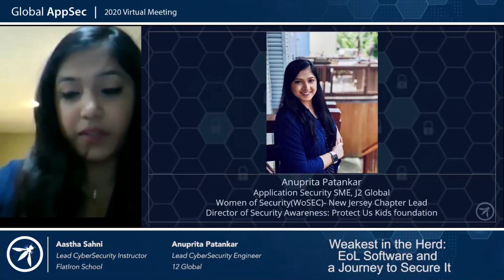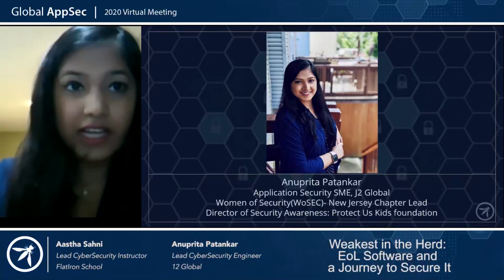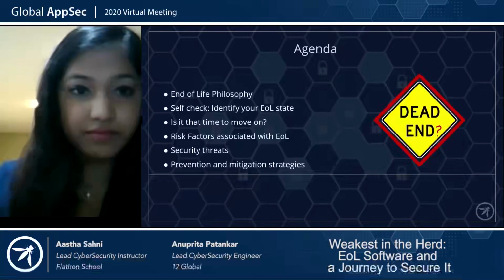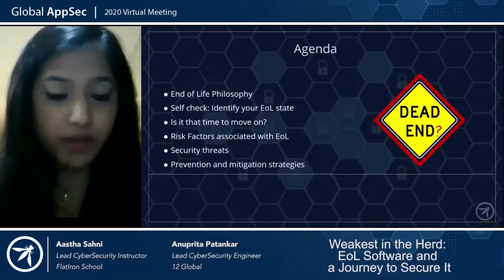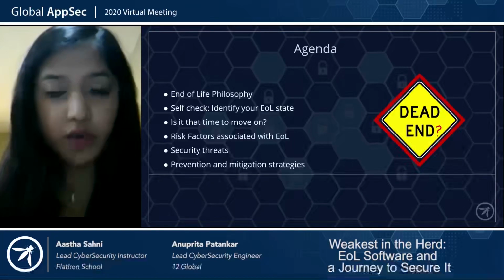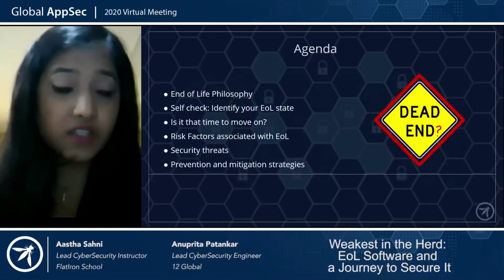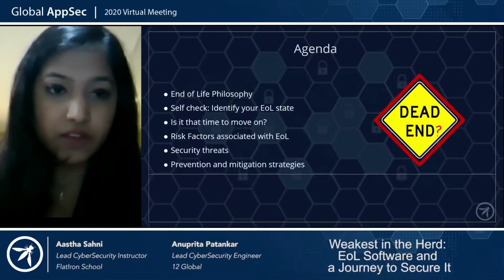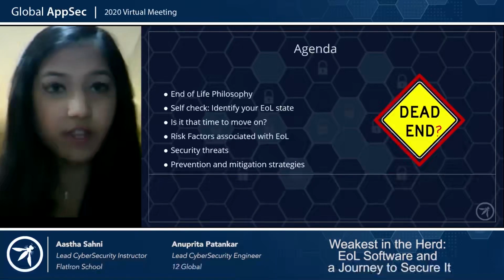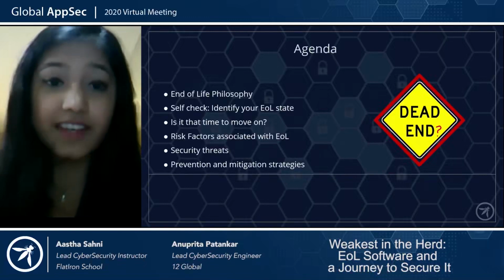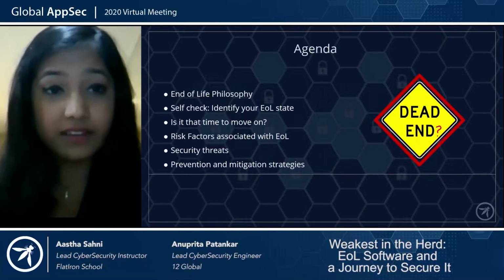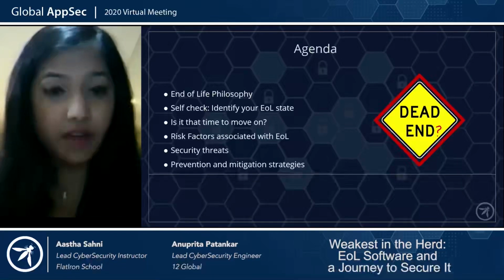To move forward with the talk, let's get started. Talking about end-of-life software or outdated software, not knowing when and how to transform from one system to another can be both confusing and stressful. And this is why we are here today. Today's talk is focused on understanding the weakest link, yes, you're right, the end-of-life software, and the various strategies to identify and secure it.